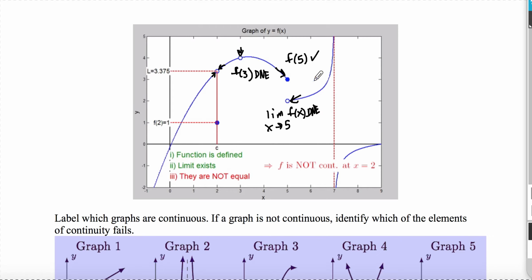Same thing over here at 7. It's not continuous, but why? Well, f of 7 does not exist. Notice that the limit does not exist because the left-hand side and the right-hand side are not equal. So the limit as x approaches 7 of f of x does not exist. And if we want to talk about it, the limit does not equal the point, if we wanted to go ahead and add that in as well. So those are all points of discontinuity and why they are points of discontinuity.